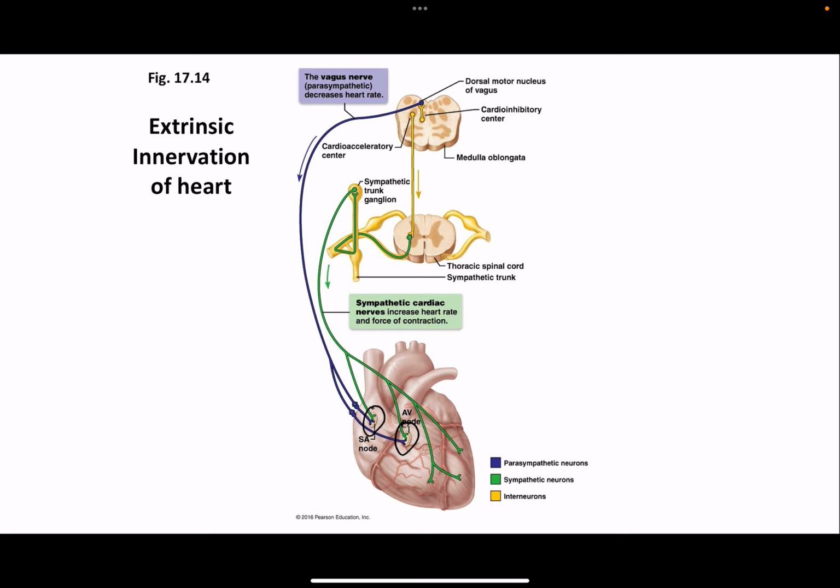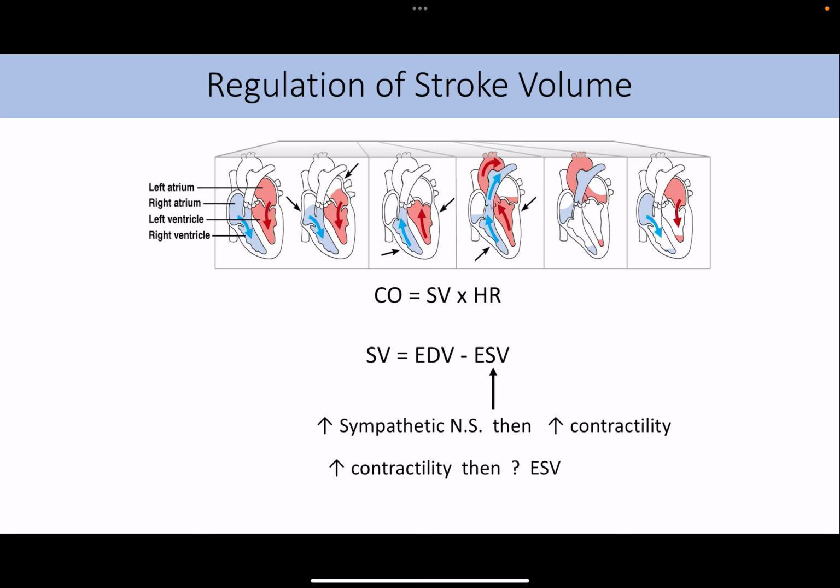So if we increase contractility, what do you think that does to your ESV, or the amount of blood that's left over? Is it going to increase or decrease? Decrease, yeah. If we're pumping out that blood more forcefully, then we're going to be able to get a whole lot more blood out, and so you'll have less left over. So less blood left over after ejection.